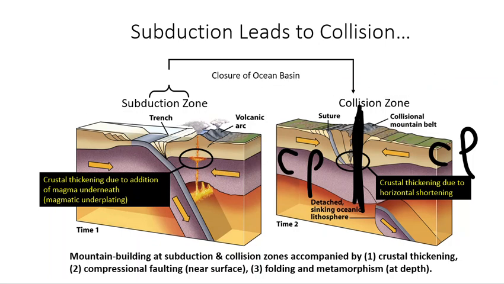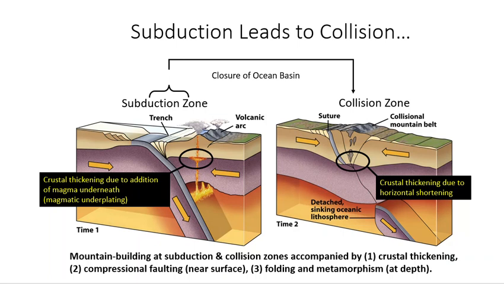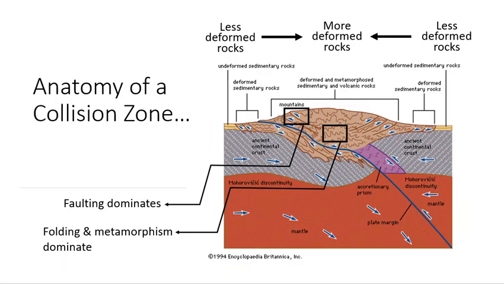So that's important to realize, that collision zones always develop from subduction zones. If you have a subduction zone anywhere in the world that contains at least part of a continental plate, then eventually the continental plate gets brought into and accretes onto the edge of another continental plate as a result of plate collision.